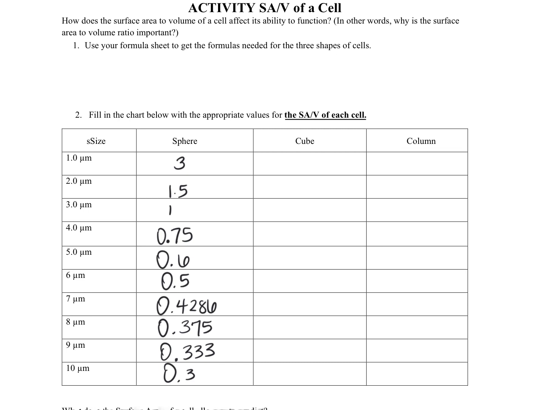So I've already done the calculations for the sphere. The sphere at radius 1 had a surface area to volume ratio of 3. The sphere at size 2 radius had a surface area to volume ratio of 1.5. So you'll notice that right from the start, increasing the size by 1 cut our surface area to volume ratio in half.